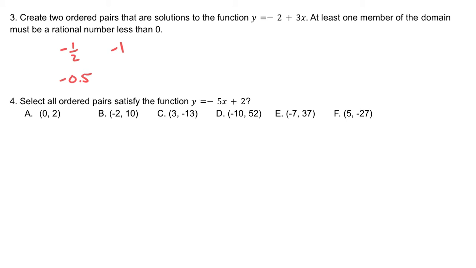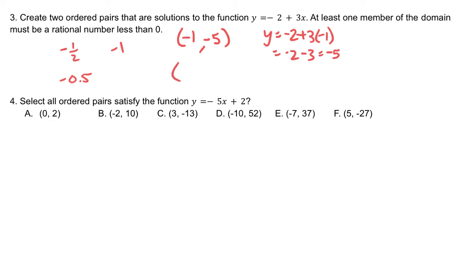It says ordered pairs, the domain. So if you remember, the domain are the x numbers. And rational numbers, I just went over that. So let's do this. Two ordered pairs. So an ordered pair is this, and has a comma. The domain are the x numbers, so I'll choose negative 1 as a rational number less than 0. And if I have y equals negative 2 plus 3 times that negative 1, that's negative 2 minus 3, which is negative 5. So here's one part of my answer.